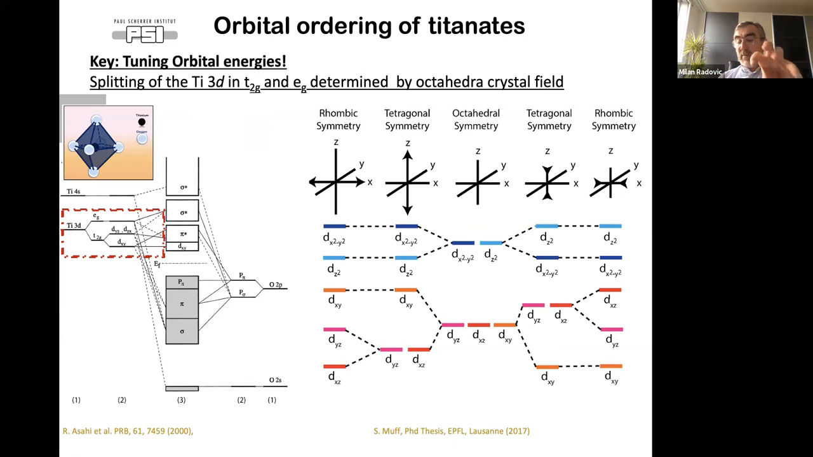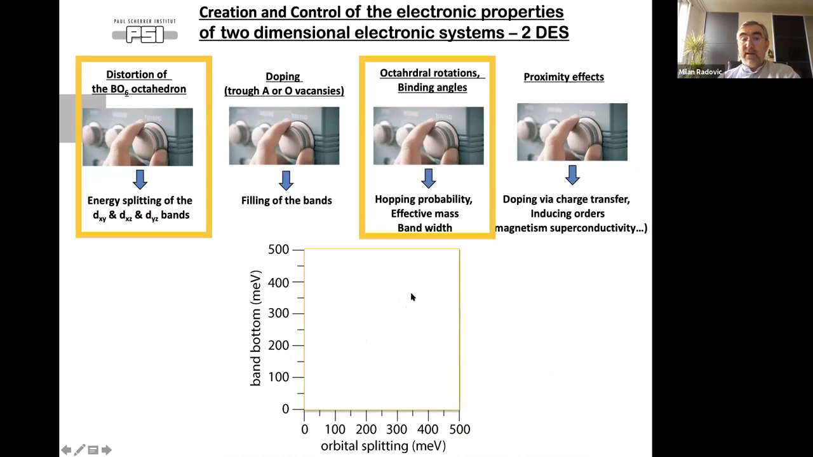Just keep this in mind: that just one block, which I have here, I can tune via orbital distortion or by changing the symmetry, lowering the symmetry from the cubic one, the octahedral one, to the rhombic, tetragonal, and so on. I change the electronic structure of this system drastically. So now let's see how it works. If I use those knobs, now two, distortion of the octahedron and octahedral rotation, I will surely change the energy splitting between bands in the d states and the hopping probability, which means the effective mass of the electron, as well as the bandwidth.